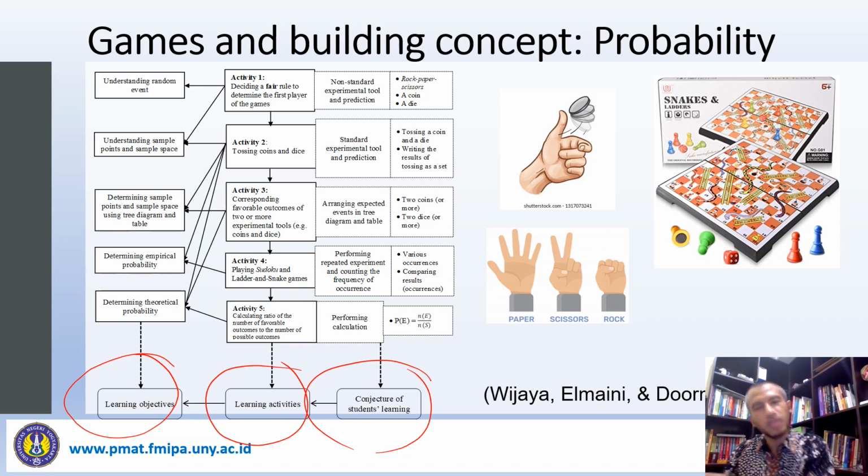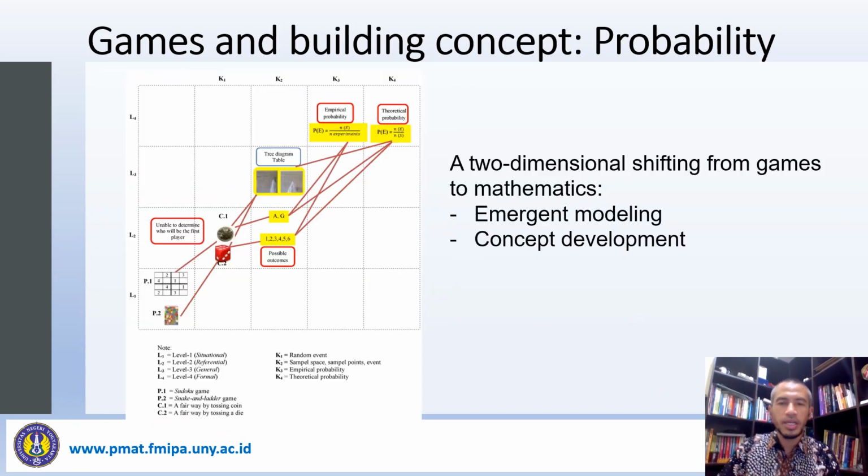So the games can be used to introduce the concept of probability. And gradually, when the students use the snakes and ladders game, they throw the die, and then we ask them to record. Then we introduce the sample points and the sample space concept. And then at the end, we introduce the empirical probability concept. Our study shows that it's kind of a two-dimensional shift from games to mathematics.